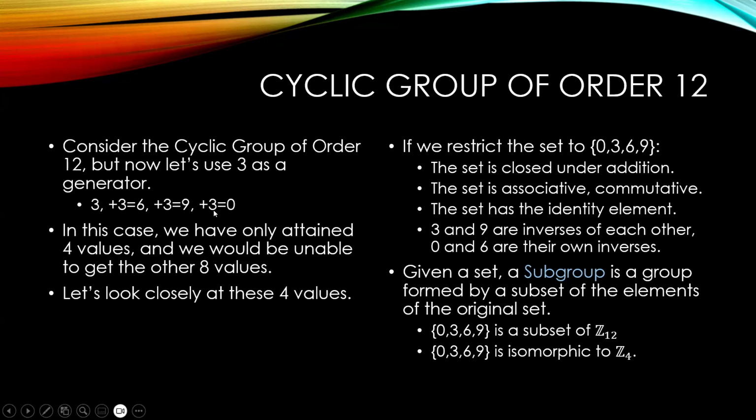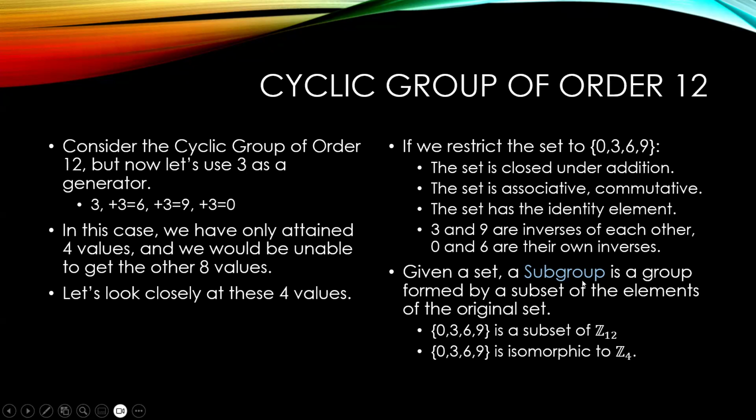If we look at this set of values, though, the 0, the 3, the 6, the 9, this set is closed under addition. This set is associative. It's also commutative. The set has an identity element. It has 0 in there. And then 3 and 9 are inverses of each other, and 0 and 6 are their own inverses as well. This group is a subgroup.